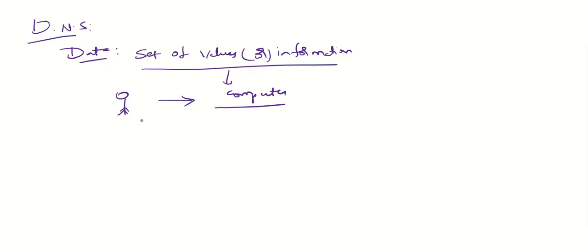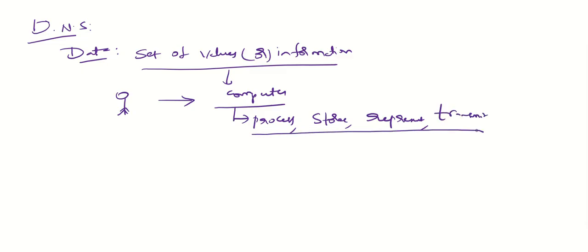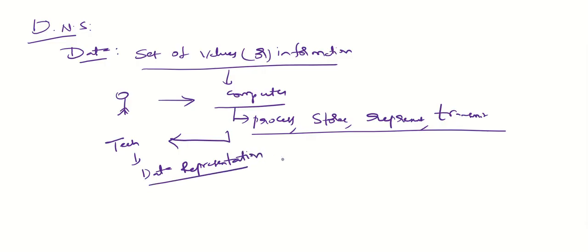That is the question. The computer needs to process the data, store the data, represent the data, and also transmit data. If you want to do all these processes, storing, representing and transmitting, we require some technique. The technique is called data representation. The human must know about data representation to convey the information to the computer.